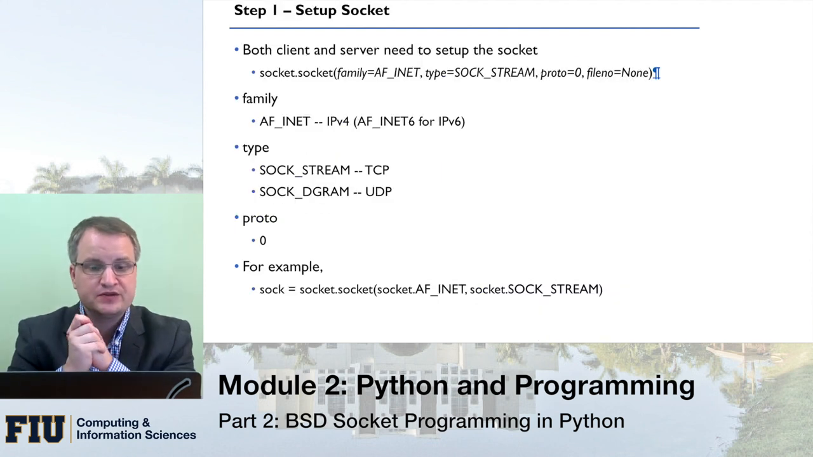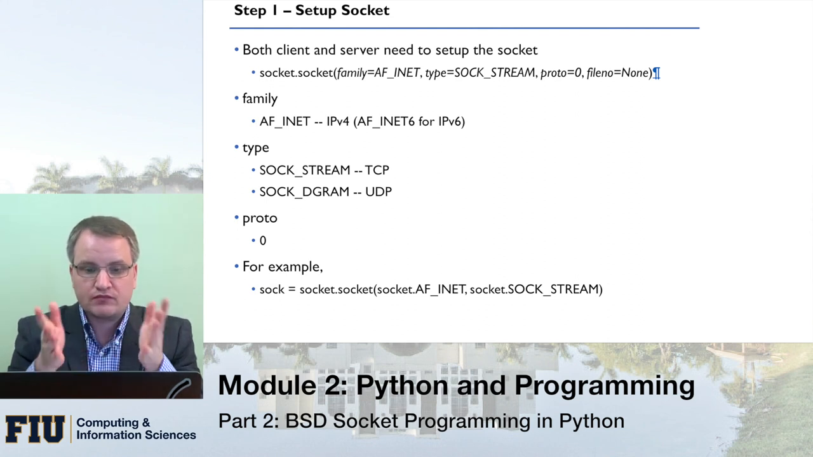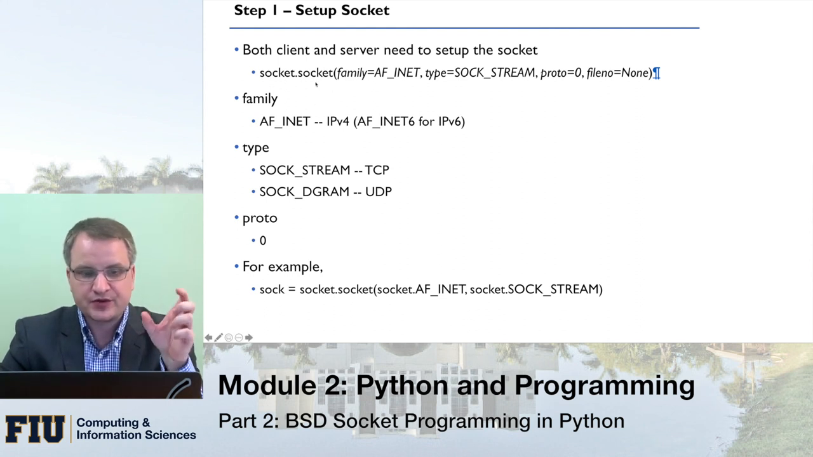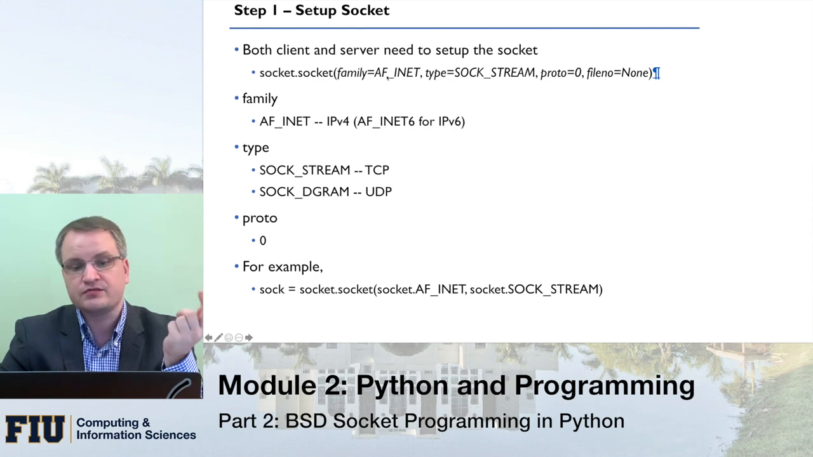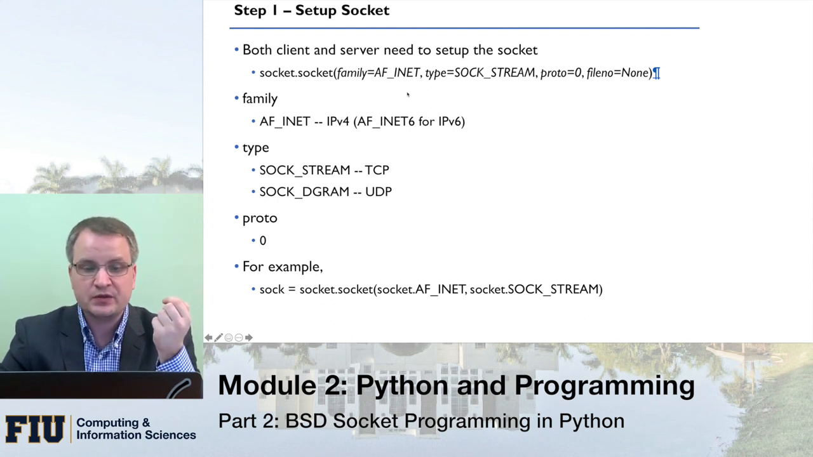Okay, so let me just go over the basic operations. The first one is creating a socket, and for Python, this is very simple. You have to import the socket module and then call the socket API, creating the socket object. This object accepts several parameters. We're usually going to be using just the first two parameters. The first one is AF_INET, which represents IPv4. For IPv6, there will be a slightly different family.